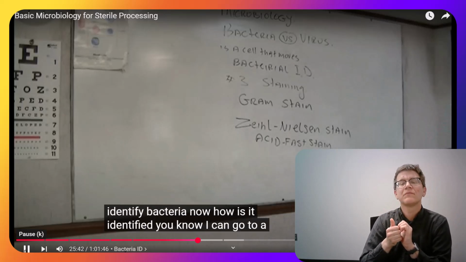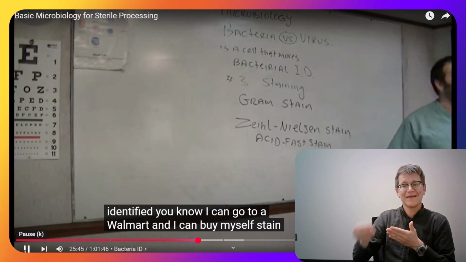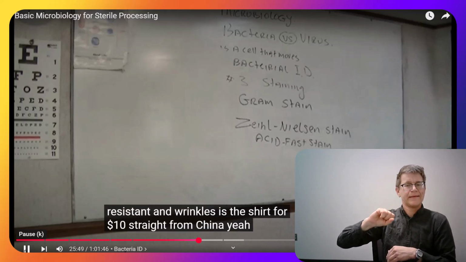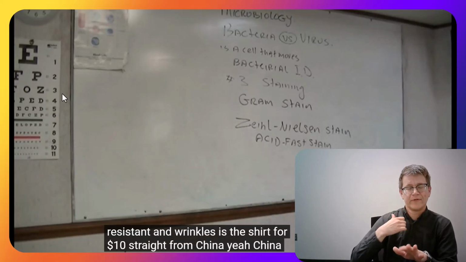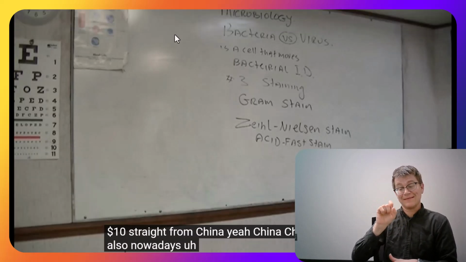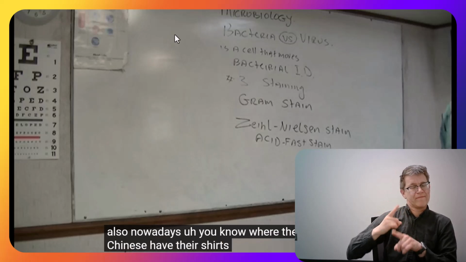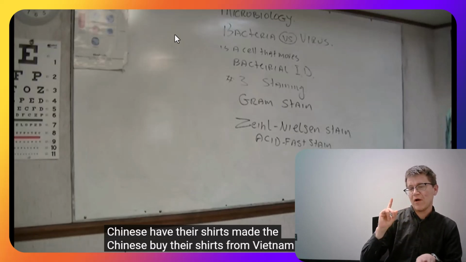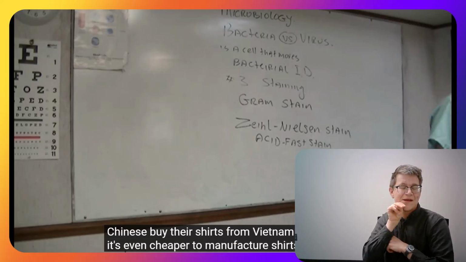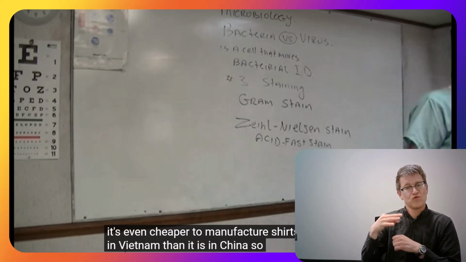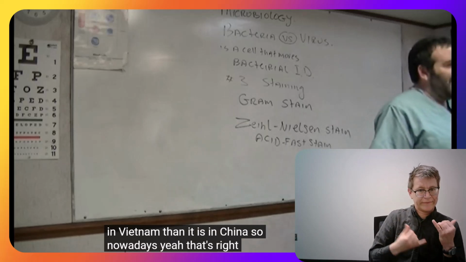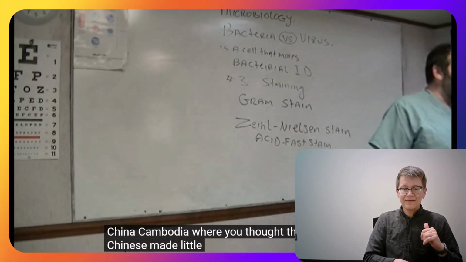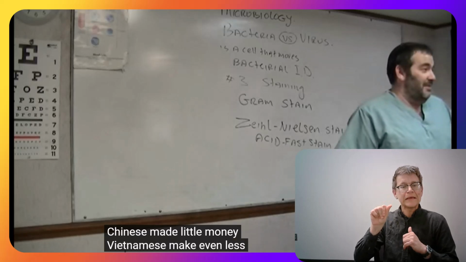You know, I can go to Walmart and I can buy myself a stain-resistant and wrinkle-resistant shirt for $10, straight from China. Also, nowadays, you know where the Chinese have their shirts made? The Chinese buy their shirts from Vietnam. It's cheaper to manufacture shirts in Vietnam than it is in China. So, nowadays, markets shift. China, Cambodia, where you thought the Chinese made little money, Vietnamese make even less.